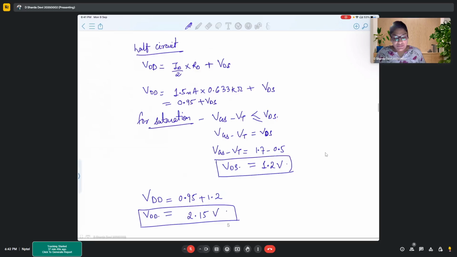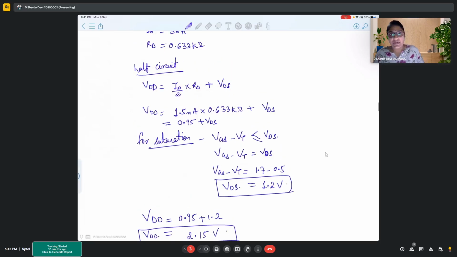Is this clear how we solved this problem? Any doubts in this problem? If you have any doubts, you can unmute yourself and ask. If you don't unmute, I'll consider that you understood this. Ma'am, I have a doubt. Yes. In case we want to find the maximum VDD, how should we proceed, ma'am?